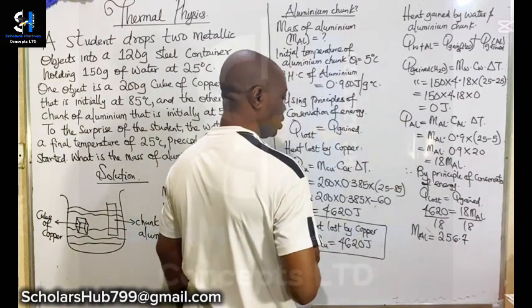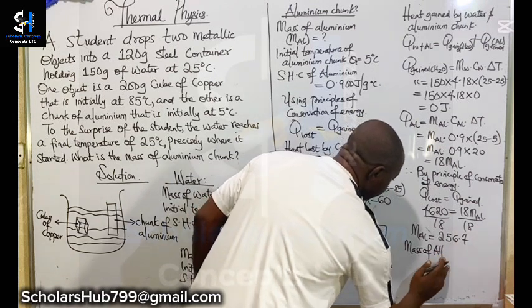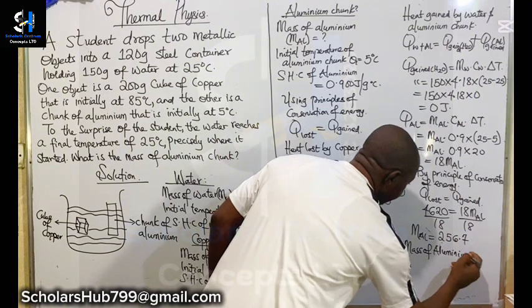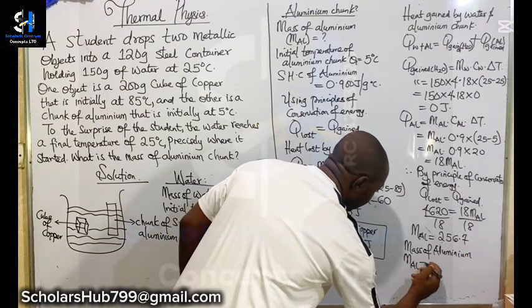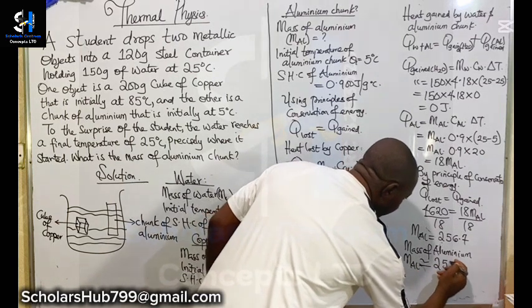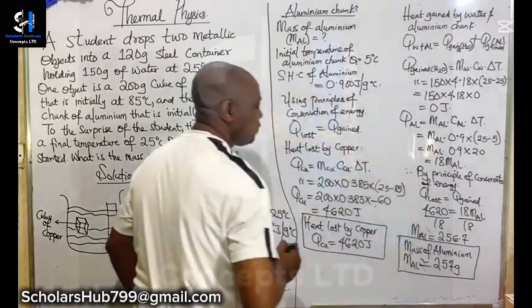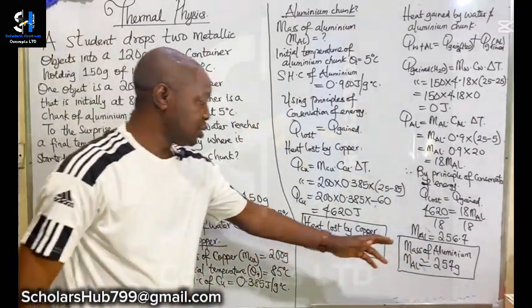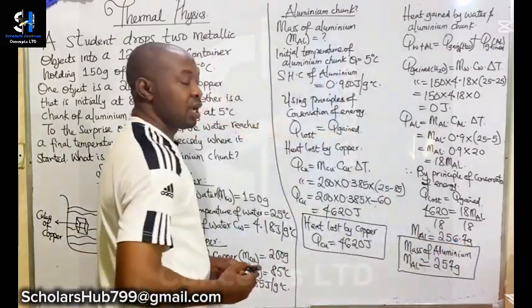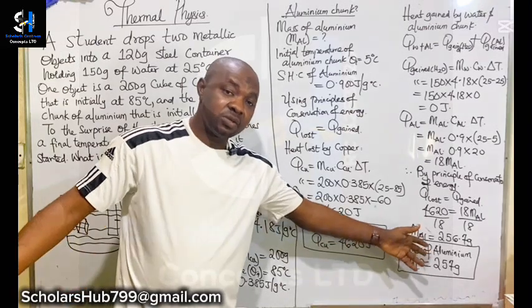So the mass of aluminium, which is MAL, will be approximately 257 grams. Anyways, I got 256.7 grams, and when approximated to the nearest gram, it will be 257 grams.